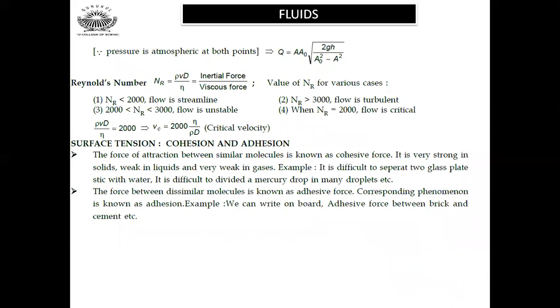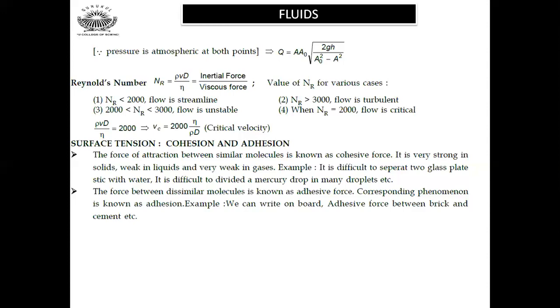So if the flow is streamlined, NR is less than 2000. If it is greater than 3000, then it is turbulent. If it is lying between 2000 and 3000, then the flow is unstable. And then we have a critical velocity, the velocity above which the fluid flow is turbulent and below which the fluid flow will be streamlined.